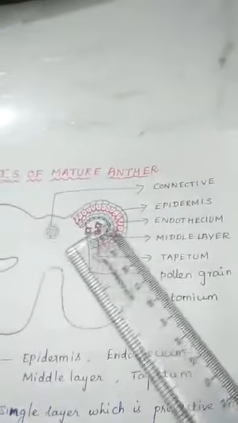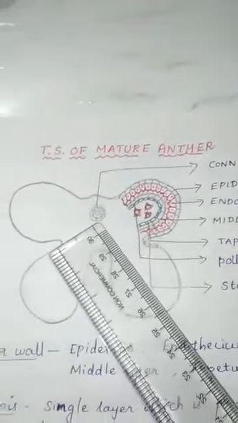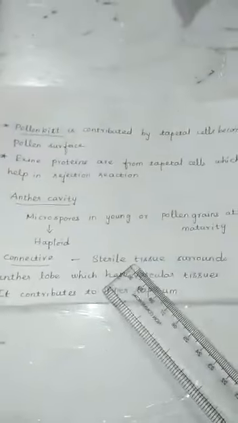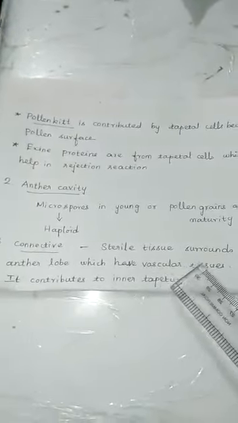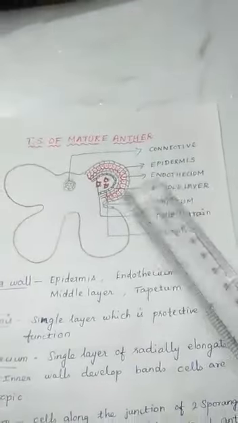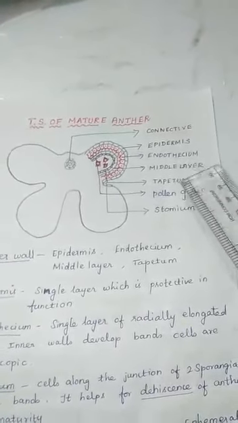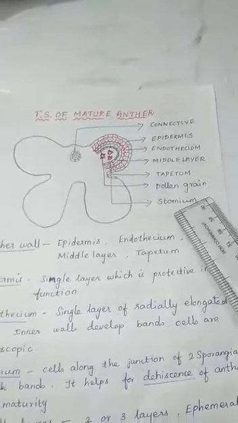Then the next one, anther cavity. This is the anther cavity. It consists of microspores in the young stage and pollen grains at maturity. You know, microspores are haploid in nature. Then the last one, connective tissue. This is connective tissue. It is a sterile tissue that surrounds the anther lobes. It has vascular tissue. Then it contributes to the inner tapetum. Here the mature anther consists of connective tissue, epidermis, endothecium, middle layer, tapetum, pollen grains and stomium.